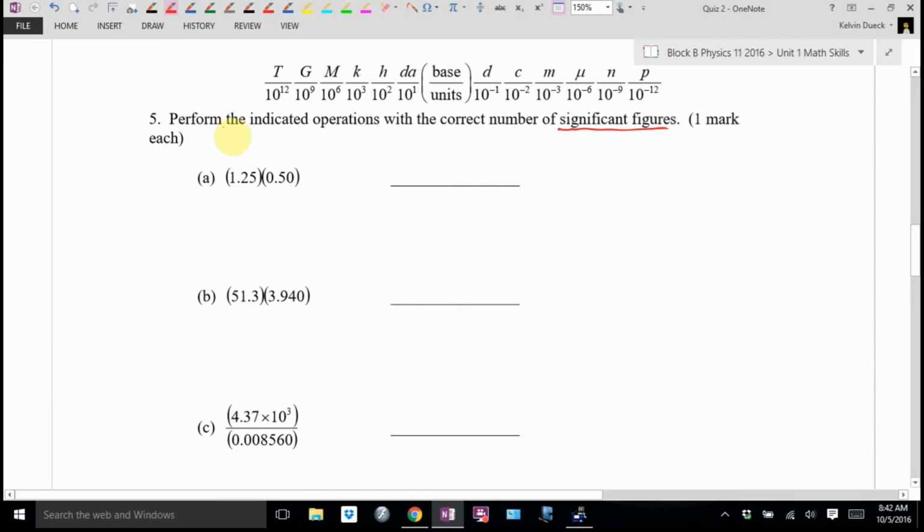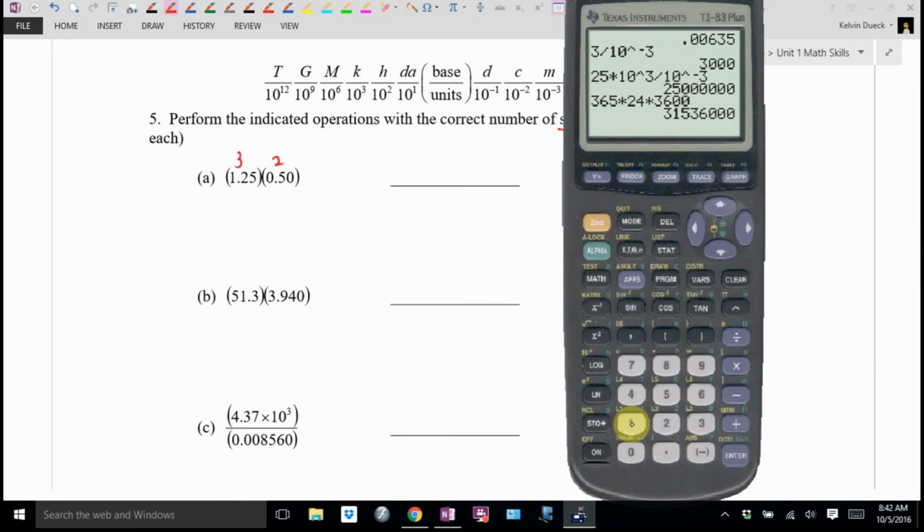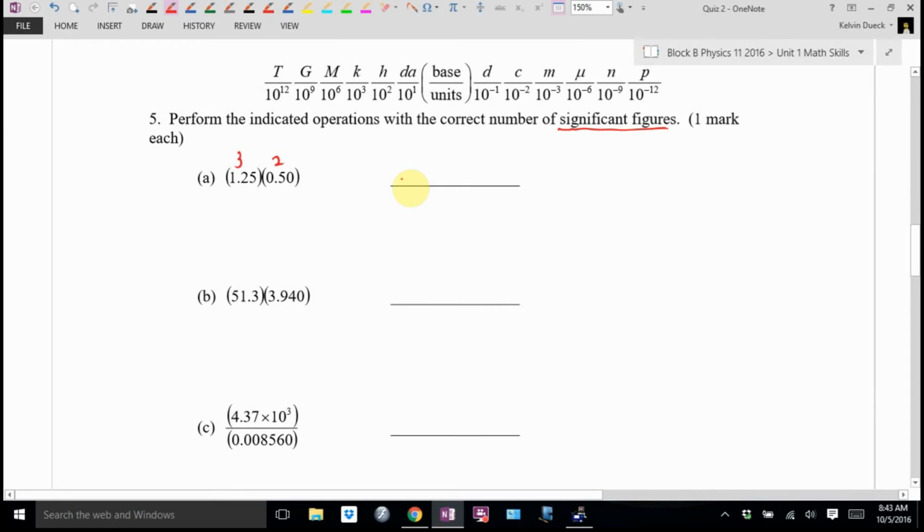Sig figs. We're multiplying 3 sig figs, 2 sig figs. I'm going to go to 2 sig figs. 1.25 times 0.50. 2 sig figs. It's going to be 3. 1 mark. Or 6.3 times 10 to negative 1.